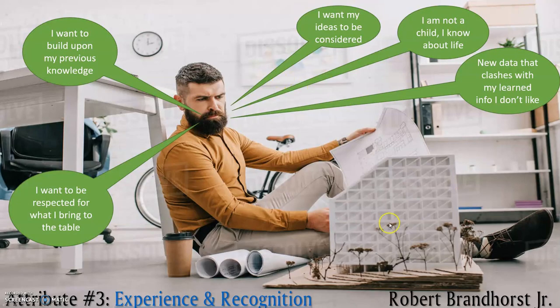The third map highlights attribute number 3, which states that adults bring life experience to the classroom and want to be recognized for it. My map illustrates a person who appears to have been working for a while and has experienced life. He seems to be a hard worker who brings his knowledge to the classroom and wants to build upon it. He is not a child anymore and doesn't want to be treated as such, but wants his ideas and experience to be respected and considered, but has a tough time with new data that clashes with what he has learned previously.